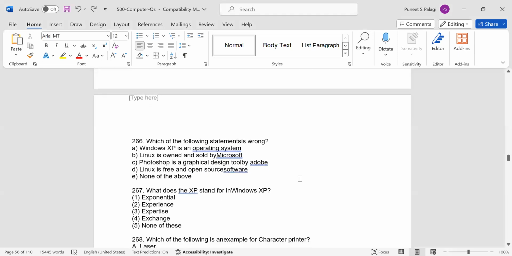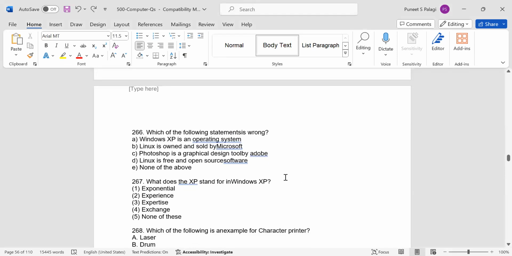Which of the following statements is wrong? Windows is an operating system. Linux is owned and sold by MS. Photoshop is a graphical design tool by Adobe. Linux is free and open source software. So which of these is wrong? It is option B. Linux is not the product of MS.